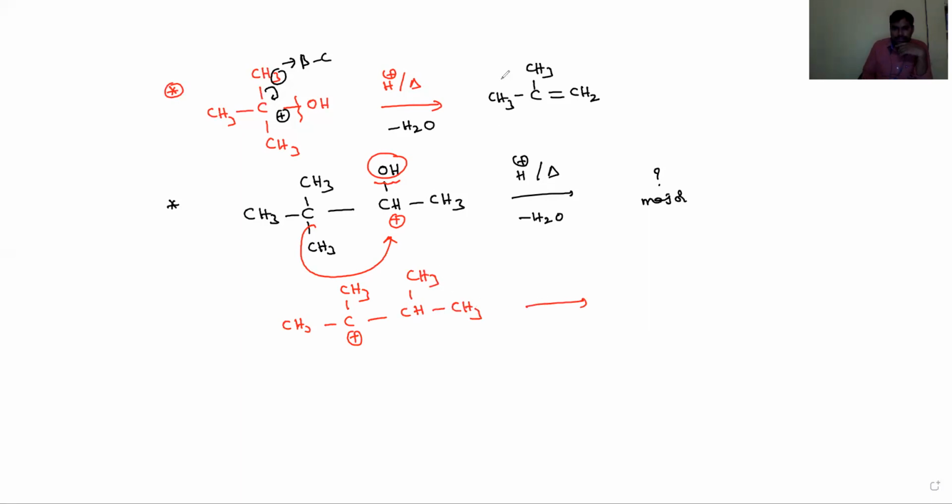This rearranged carbocation has 2 types of beta carbons. This is beta 1 and this is beta 2 carbon. If you remove a hydrogen from the beta 2 carbon, we get the more substituted alkene as the major product. Like alkyl halides, if a halogen is present instead of the OH group, a similar kind of alkene is the major product.